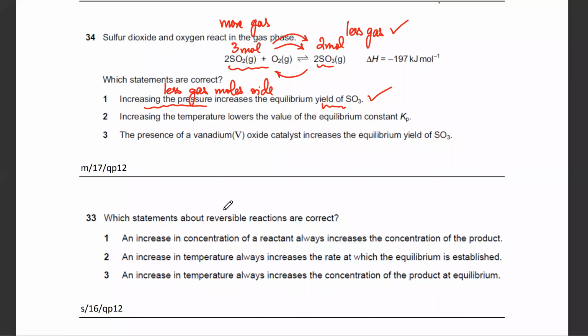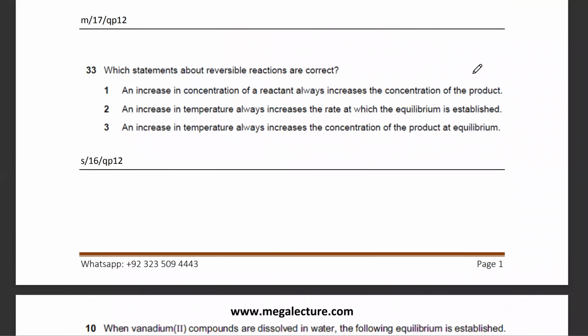अच्छा, इस पे आ जाते हैं. Which statement about reversible reactions are correct? An increase in concentration of a reactant always increases the concentration of the products. So the first statement says कि ये reactants पड़े में और ये products पड़े. If I increase the concentration, where would the equilibrium shift? Right. ठीक है, तो equilibrium would try to do the opposite. It would try to decrease it, और वो to the right. तो products को क्या हो जाएगा? The products would increase. So it would always increase the concentration of the products. ठीक है, so that statement is correct.